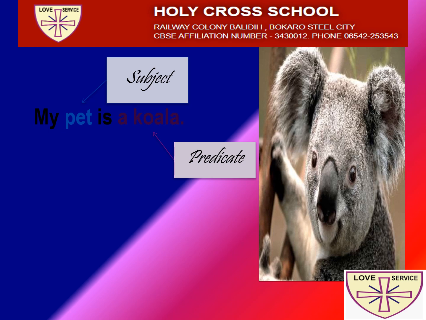Next, we move on to predicate. The predicate tells us about the subject. So here, the predicate is a koala. The subject is my pet, and about my pet, rather, what is my pet? The answer is koala. That is why the subject is my pet and the predicate is "is a koala".